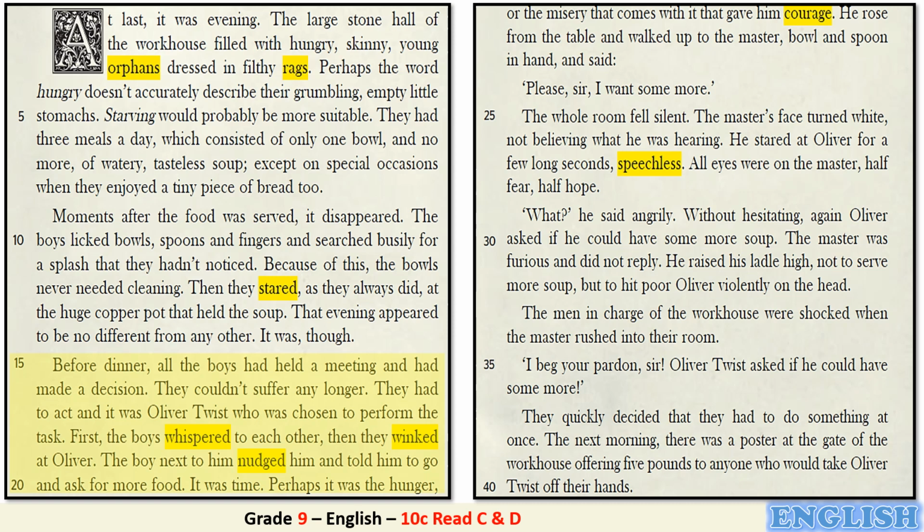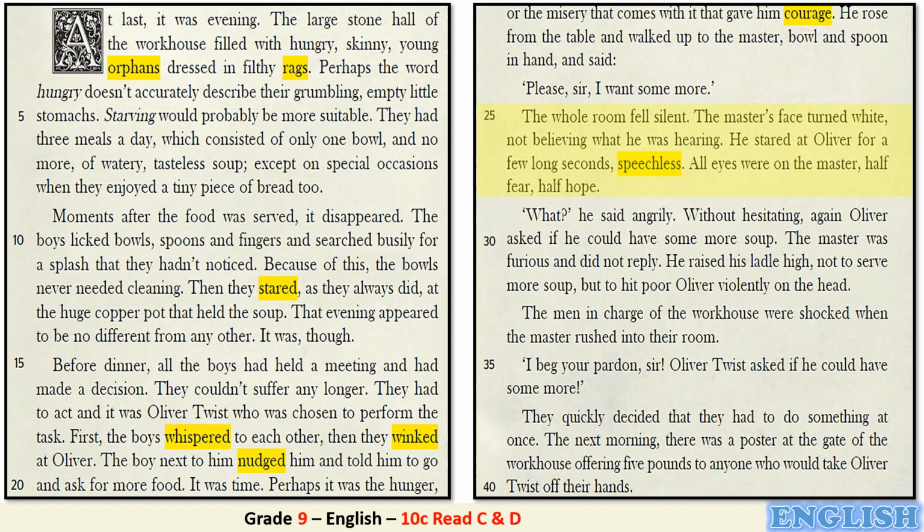They had to act, and it was Oliver Twist who was chosen to perform the task. First, the boys whispered to each other. Then they winked at Oliver. The boy next to him nudged him and told him to go and ask for more food. It was time. Perhaps it was the hunger or the misery that comes with it that gave him courage. He rose from the table and walked up to the master, bowl and spoon in hand, and said, "Please, sir, I want some more." The whole room fell silent. The master's face turned white, not believing what he was hearing. He stared at Oliver for a few long seconds, speechless.